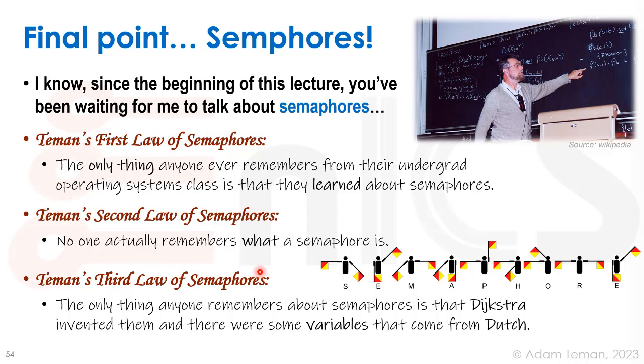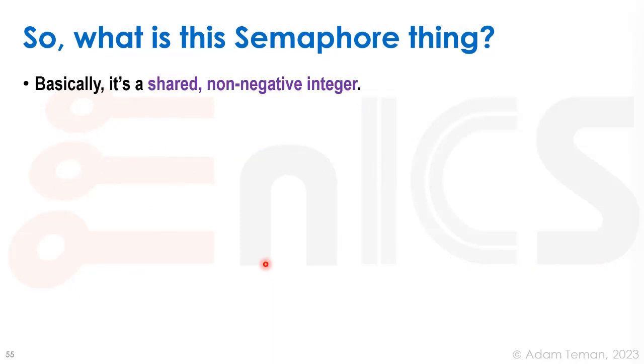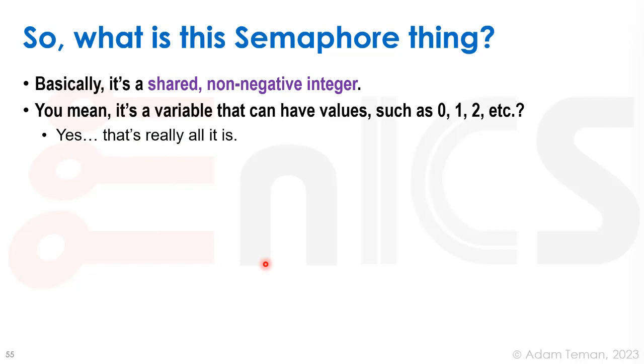No one has any clue about semaphores, and it took me really a long time to understand what they are. I'm still not sure that I have a complete hold over them. So what exactly is a semaphore? That was the question we really wanted to know. Basically, it's a shared non-negative integer. So it's just a variable that can have values like 0, 1, 2, and so on. Yeah, that's all it is.